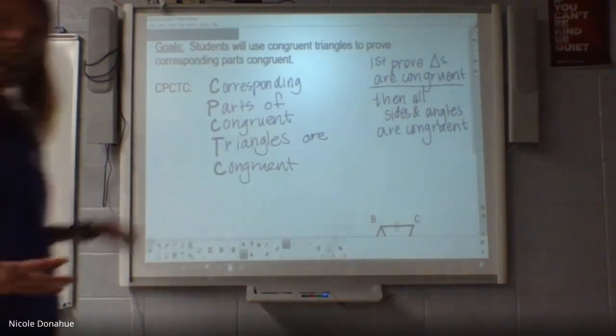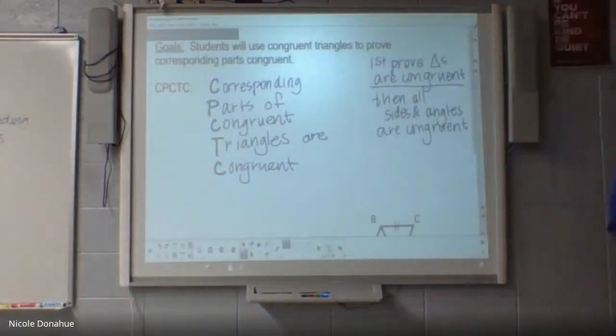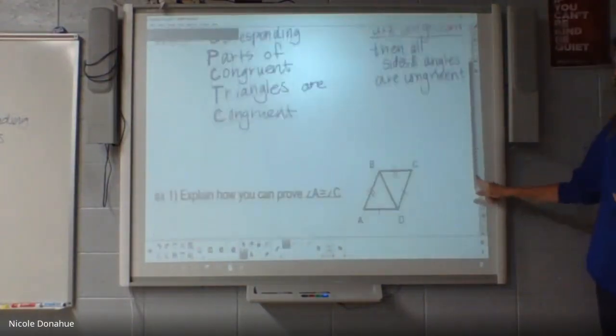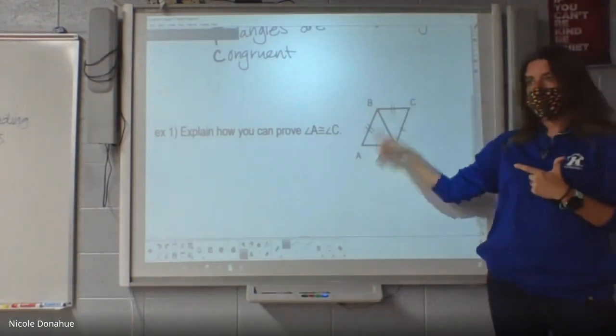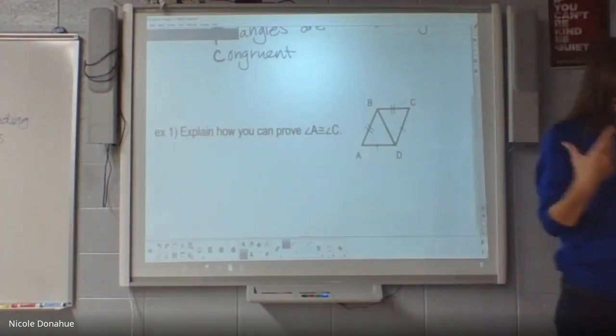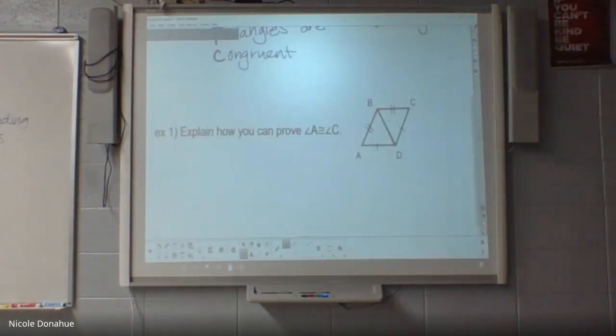So we will use this typically in a proof. Part of our homework tonight might ask you to do something like this. It says, explain how you can prove that angle A equals angle C. So looking at this drawing, A doesn't equal C because of any of our reasons with our triangles or our angles. They're not vertical angles, they're not corresponding angles, they're not right angles. There's nothing about A and C that would tell us they're equal.